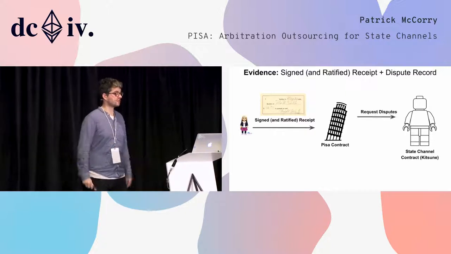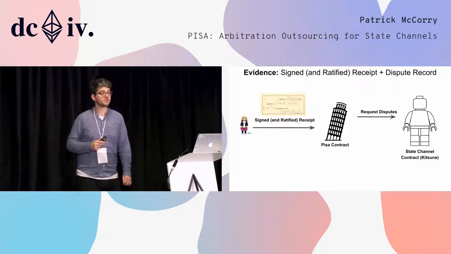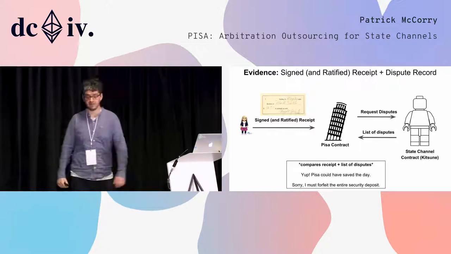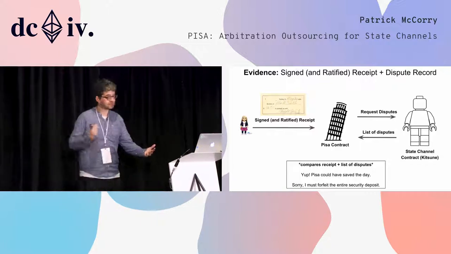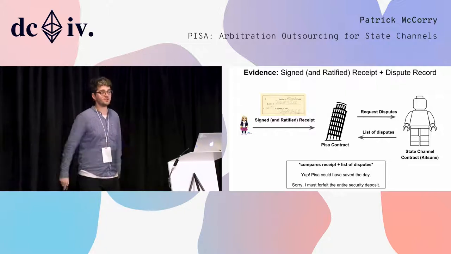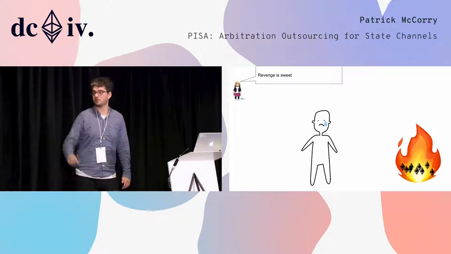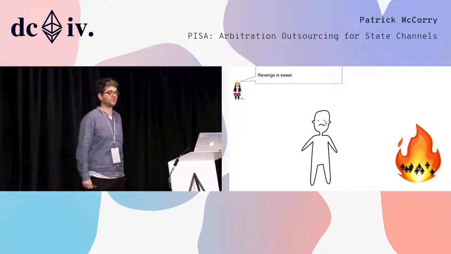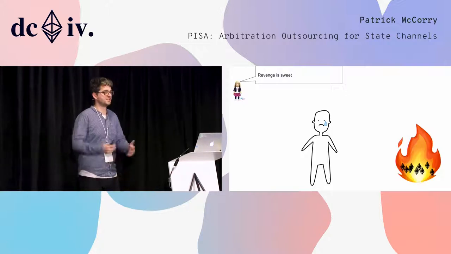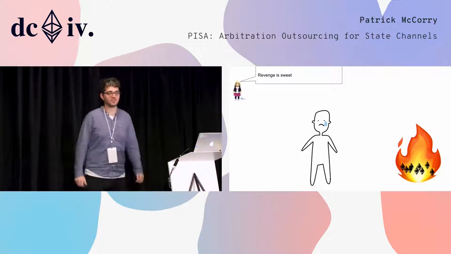The PISA contract can request all of the disputes from the state channel contract, and then the state channel contract will return the list of disputes. The PISA contract then says, okay, let's look at the receipt. Was there a dispute that the third party could have resolved? Yes, there was. Then the third party's crying because his deposit has been frozen. Alice gets a little bit of revenge. She's now penalized the third party for cheating.